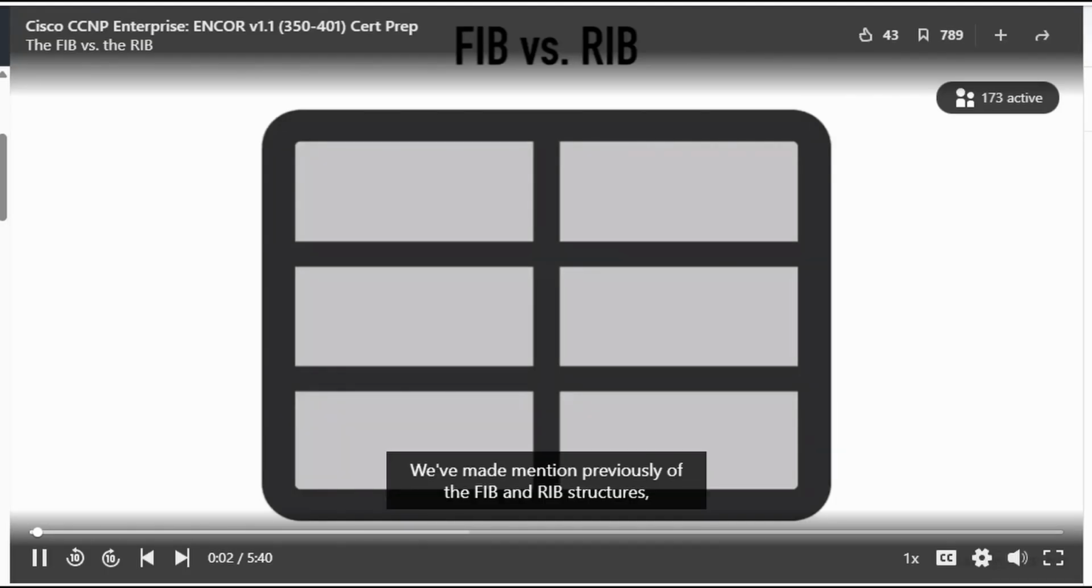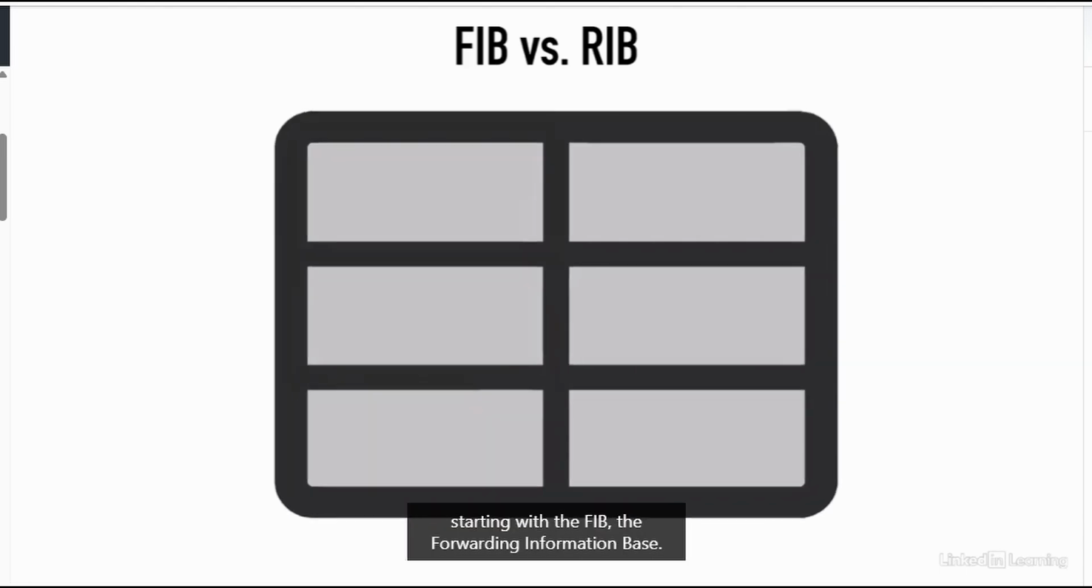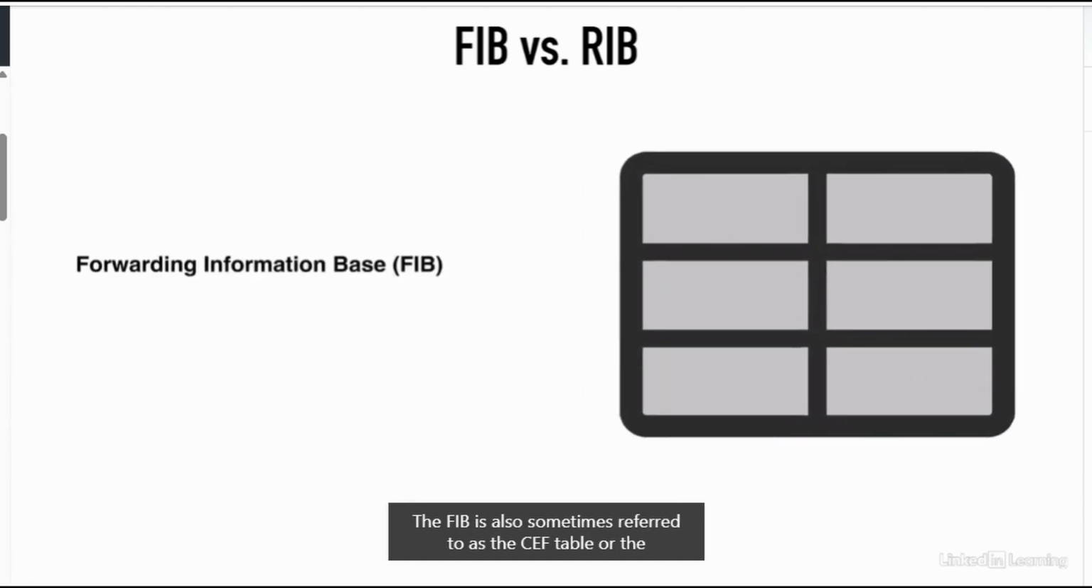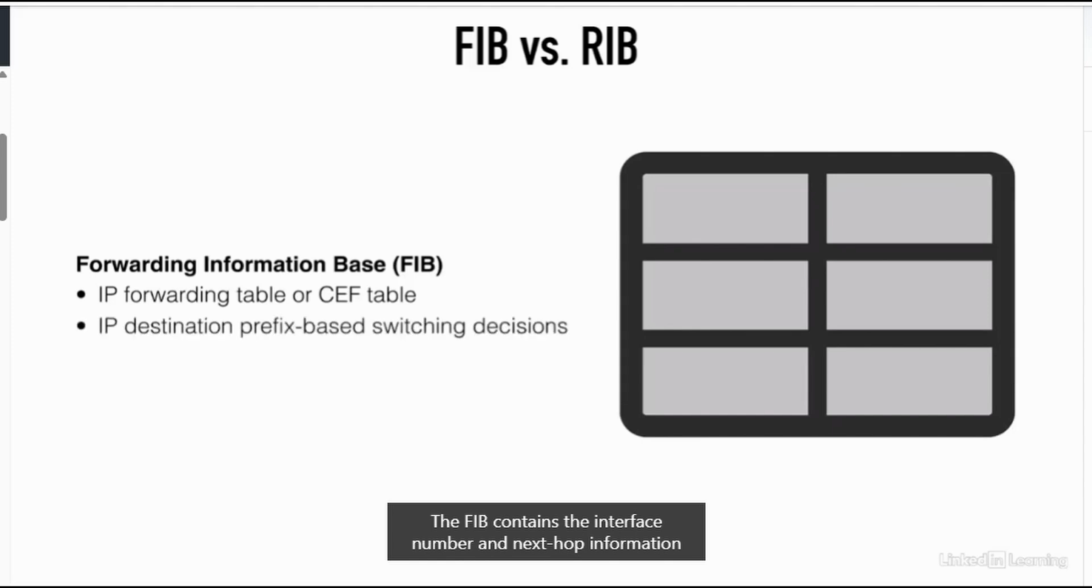We've made mention previously of the FIB and RIB structures, and we want to outline those a bit more clearly in this video. These structures within an IP network perform two distinct functions. Let's take a closer look, starting with the FIB, the forwarding information base. The FIB is also sometimes referred to as the CEF table or the IP forwarding table, and this is used to make IP destination prefix-based switching decisions. The FIB contains the interface number and next hop information for each reachable destination network prefix.